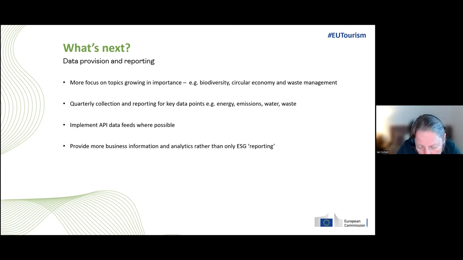So in terms of where we want to get to next, I mentioned already, we are aware that there are gaps in some of our metrics on areas that are growing in importance, particularly around biodiversity, circularity, and also waste management, in an area like airlines, for example, where the recycling of waste is very difficult because of international regulations. Historically, we've not collected as much data on that area as we would like, and we want to start doing so in order to drive some of the change we want to see there.